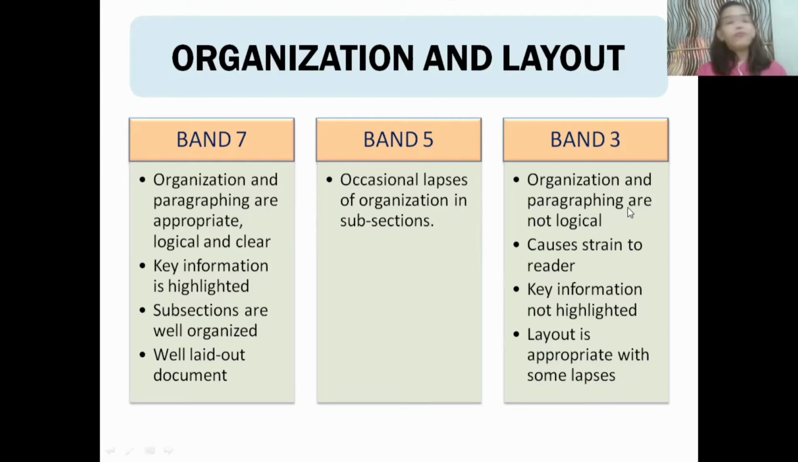Now moving towards band 3. Organization and paragraphing are not logical. That means I'm reading the paragraph, but I'm not sure what exactly you want to convey. It causes strain to the reader. That means as an examiner, I need to read your paragraph or sentences again and again to get the main idea. Key information is not highlighted, and the layout is appropriate with some lapses. So with all these things, you will fall into the category of band 3.